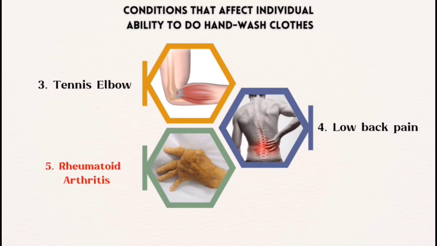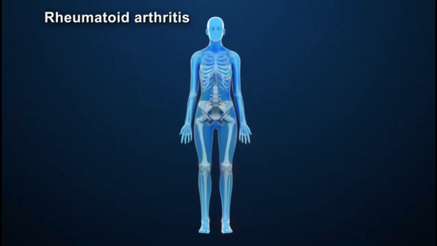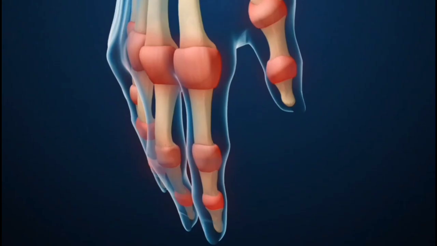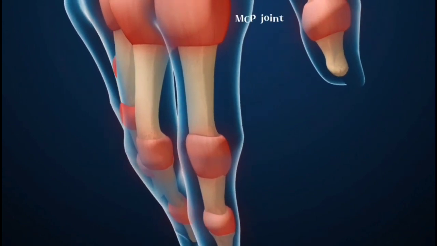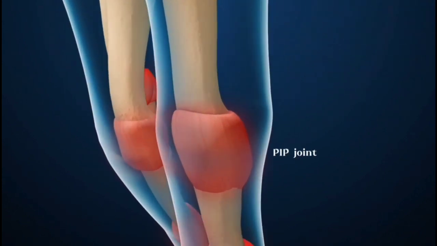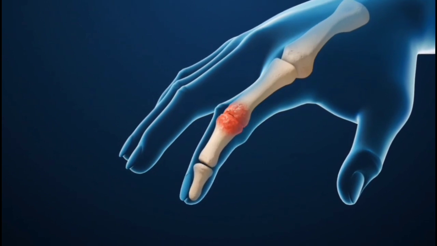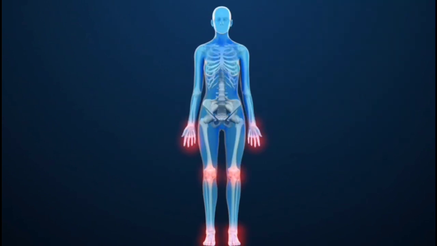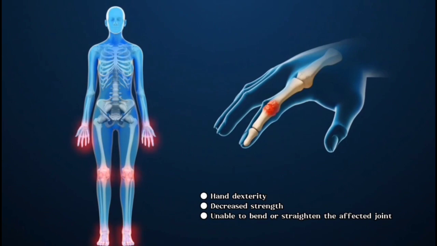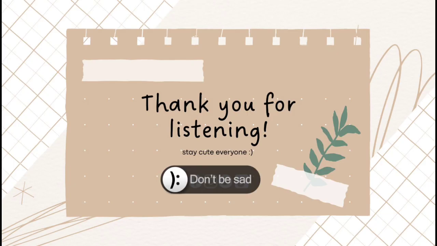Lastly, rheumatoid arthritis. Rheumatoid arthritis is a chronic inflammatory disease. RA can affect the wrist, hands, knee, ankle, and feet. It can also affect both sides of the body. RA often affects the MCP and PIP joints, which can lead to impairment in hand function. The person with this condition cannot wash clothes by hand because they have decreased hand dexterity, decreased strength, and are unable to bend or straighten the affected joint.